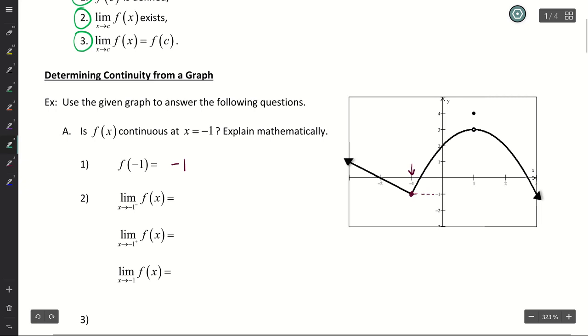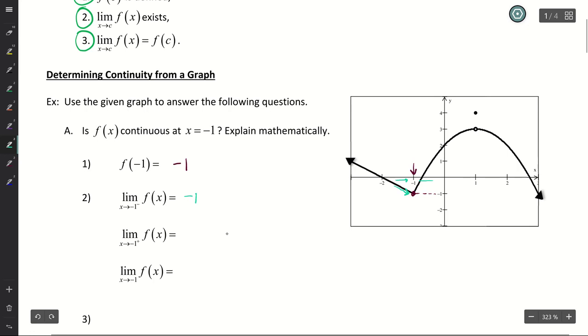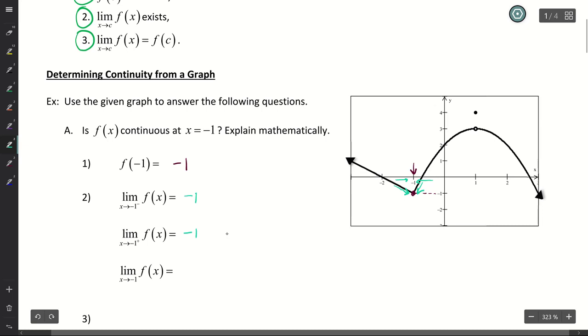All right, then we're going to look at the limit as x approaches -1 from the left. If we approach -1 from the left, our function is down here. It looks like that function value is also approaching -1. So the left-hand limit is -1. Let's look at the right-hand limit as you approach -1. From that direction, it looks like our function value is coming down to a point at that -1 value again. And so that would mean that the overall limit as x approaches -1 is also -1.